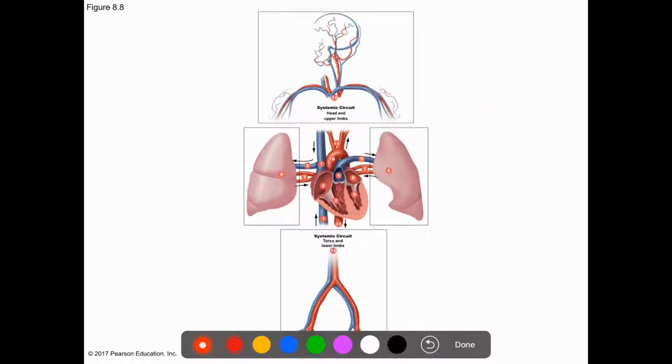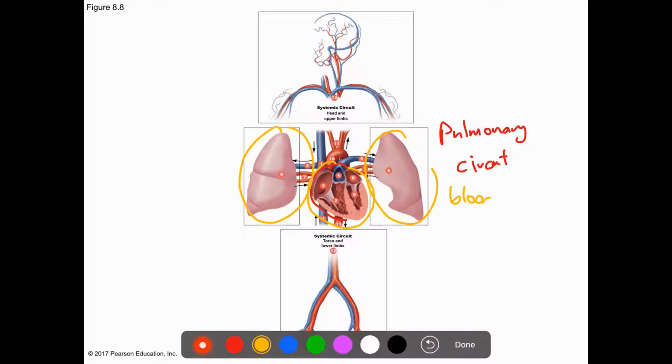Now, as we said, for the pulmonary circuit, this is between the heart and the lungs. Blood gets oxygen and dumps CO2. This is the pulmonary circuit.